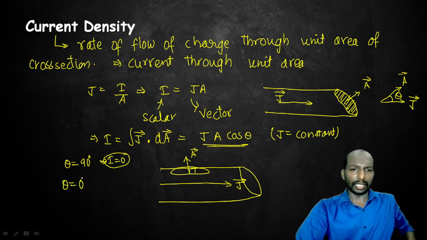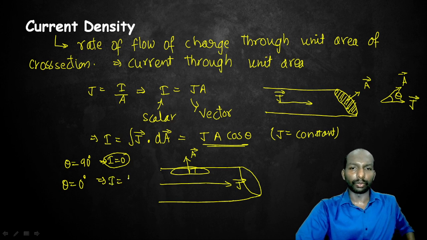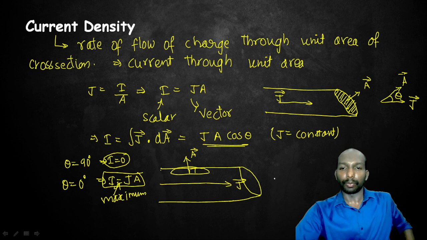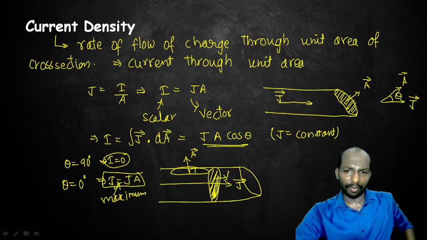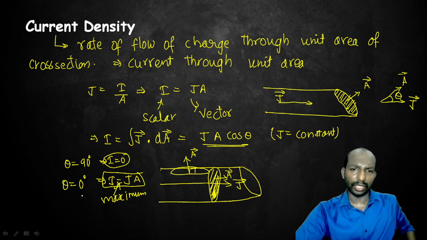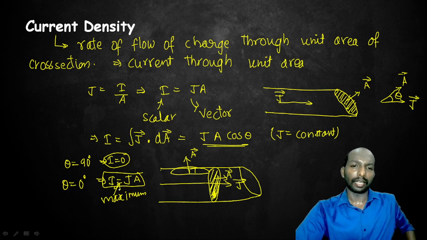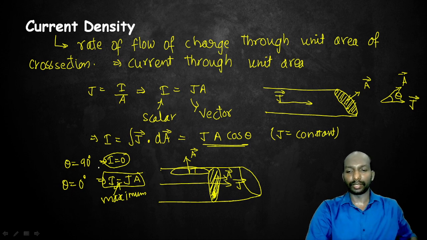Suppose theta equals 0 degrees, then I equals J into A, which is maximum. If you consider a surface perpendicular to the current density, here the area vector and current density are both in the same direction, theta equals 0 degrees, so current will be maximum. I hope everyone understood this lecture clearly.